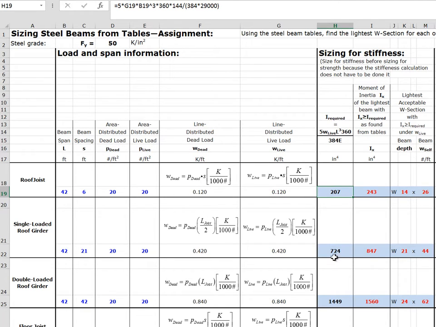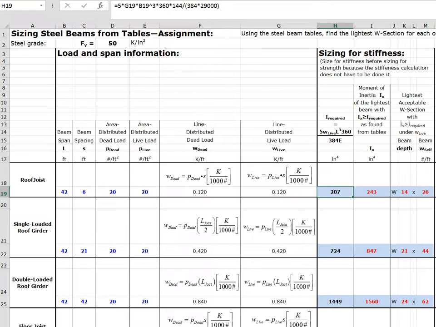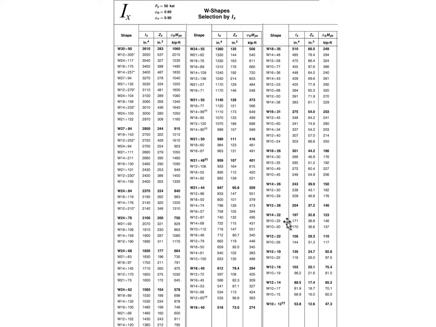Okay, so here we needed 724 inches to the fourth for the single loaded roof girder. We're going to go in our table and we're going to go look for that. And I already forgot what it is. 724. So we're scrolling up here and we're getting to 375, 510. And I wanted to get to 724. And wow, here's a huge jump. We're at 612, and then we jump up to 847.